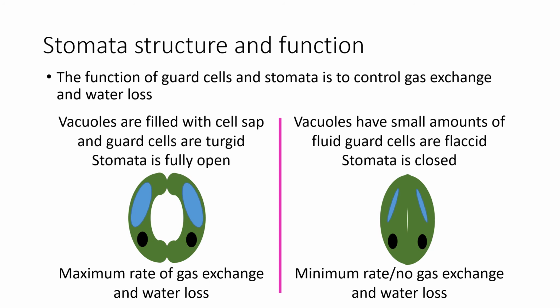Depending on whether the plant is in an excess of water, so there's lots of water about, we can have turgid guard cells and the stomata fully open. If there's an extreme shortage of water, then we'd have flaccid guard cells and the stomata is closed. There is a problem, of course, with the stomata being closed: while no water can get out, no carbon dioxide can get in, and carbon dioxide is a key requirement for the process of photosynthesis.